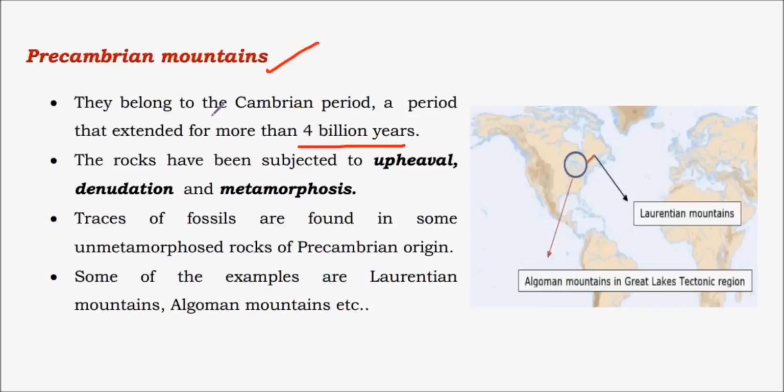remained in the form of residual mountains because of various denudational processes like erosion, weathering, etc. So only their residual parts are found now. The best examples are the Laurentian mountains, which are part of North America, and also the Algoman mountains. Both these mountains surround the Great Lakes region.